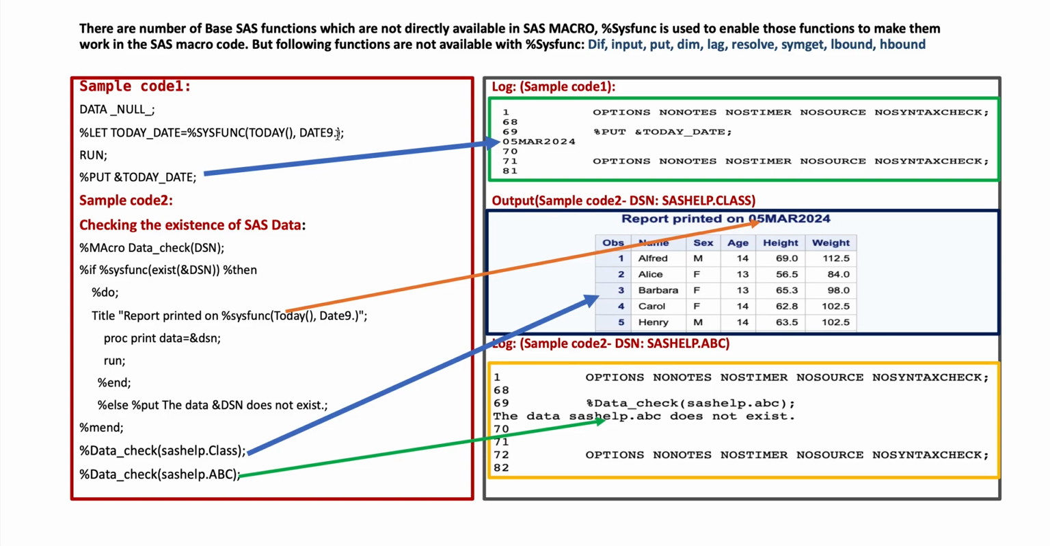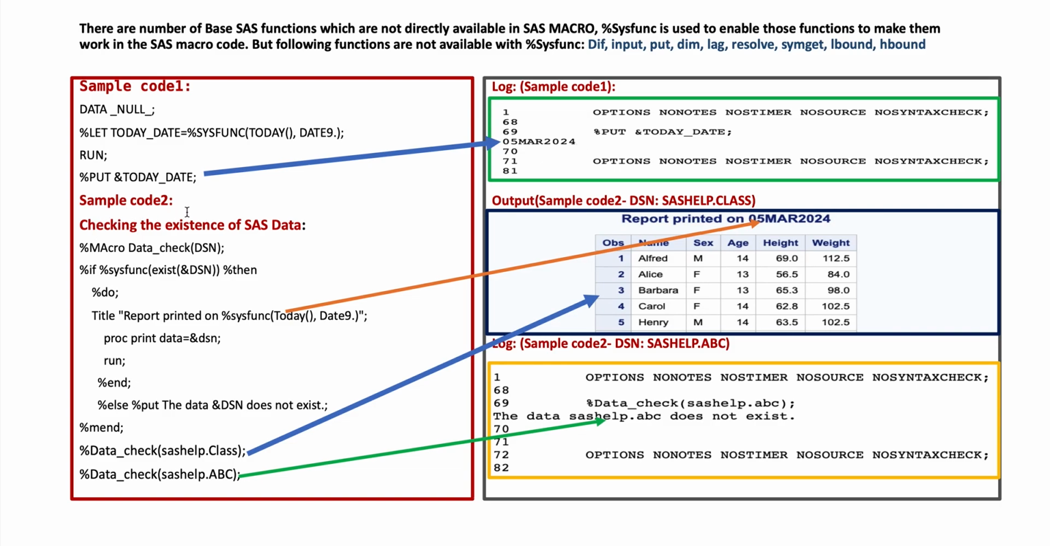The date9 format will display a 2-digit day, the first 3-character month, and a 4-digit year. The example is as shown here on the right side, 05 March 2024, and run. It will print in our log window when we apply %put &today_date. That means it will print today's date in our log window. The result is as shown on the right side. It will print 05 March 2024, today's date.